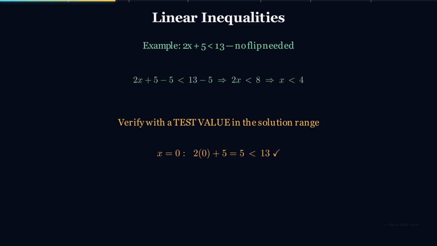Step 2 and beyond. Subtract 5 from both sides to undo the addition, giving 2x less than 8. Divide both sides by 2 to undo the multiplication, giving x less than 4. The solution is the entire range of values strictly less than 4, written as x less than 4 or as the interval from negative infinity up to, but not including 4. Verify by picking a test value in the proposed solution range, like x equals 0, and confirming the original inequality holds: 2 times 0 plus 5 equals 5, which is indeed less than 13, so the solution range is verified.